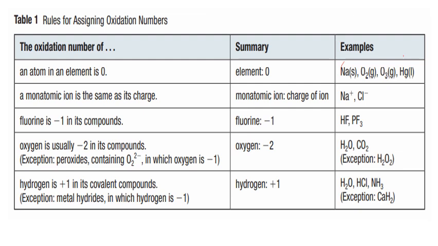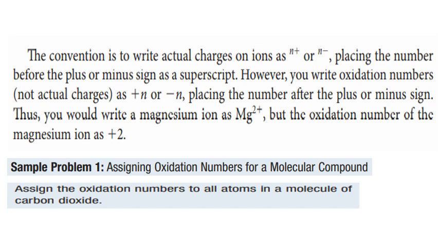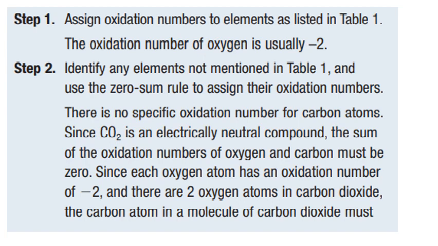How do we assign them? The convention is to write actual charges on ions as n+ or n-, so whatever n stands for, it would be plus 1, plus 2, whatever n is. For example, assigning oxidation numbers for a molecular compound, here's a sample problem. Let's do it together. Assign the oxidation number to all atoms in a molecule of carbon dioxide. What is the molecular formula for this one? It is CO2, right? CO2 is an electrically neutral compound.